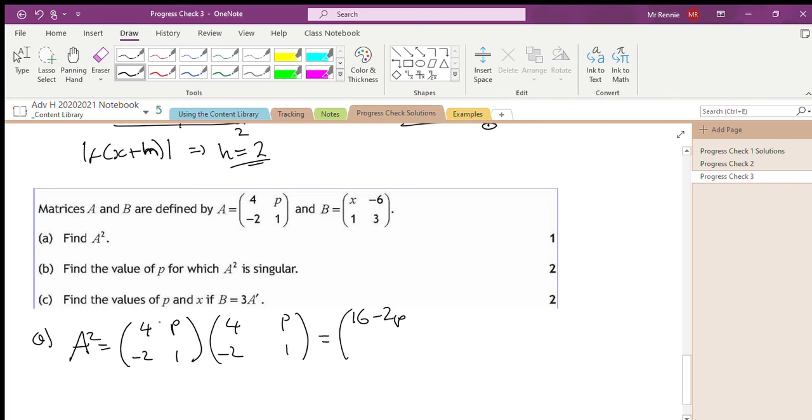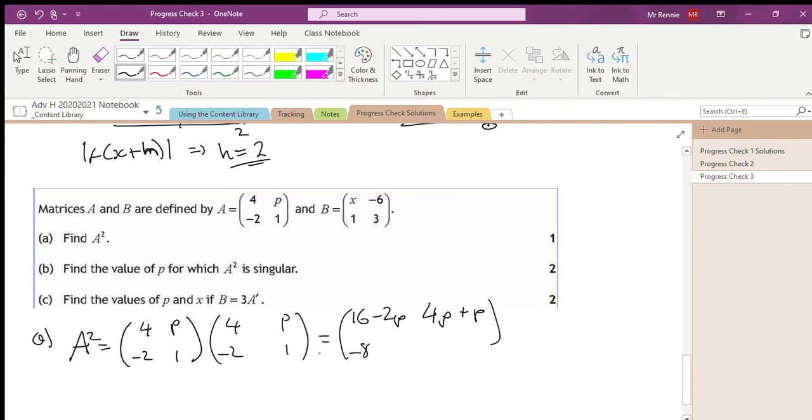Let's do the first row and the second entry now, so we're going to be along here. So 4 times p is 4p. Then we'll go p times 1, which is plus another p there. So we'll tidy that up in a second. Next, we'll go to the second row with each column now. So negative 2 times 4 is negative 8.